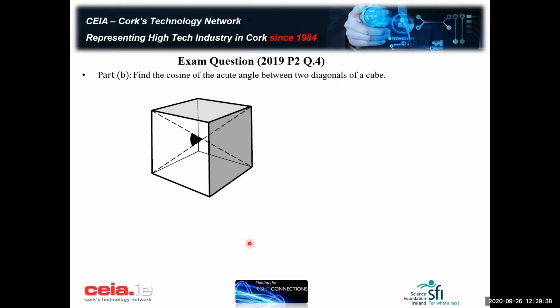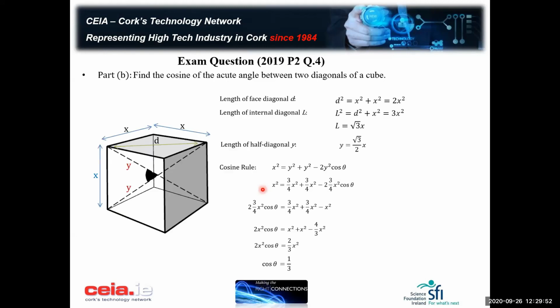Right, and the very last question then is part B of that same question. They ask you to find the angle between 2 internal diagonals of a cube. And to do that, I've drawn in some dimensions. Assume that the cube is of edge length x. First, work out the length of one of the face diagonals, which I've called d here, and it's simply given by Pythagoras. So d squared is twice x squared.